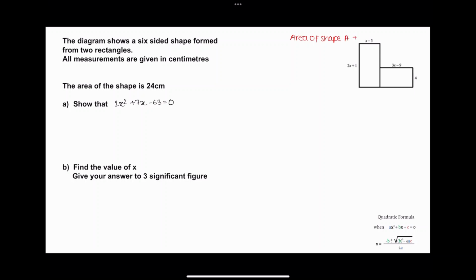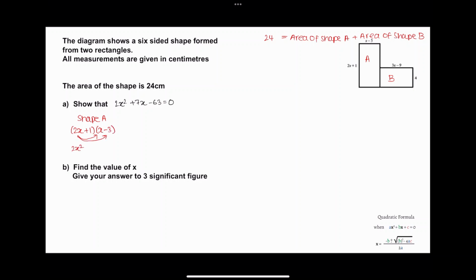The next question we are doing is a similar worded problem. The diagram shows a six-sided shape formed from two rectangles. All measurements are given in centimeters. The area of the shape is 24 centimeters squared. Part A says, show that 2x squared plus 7x minus 63 is equal to 0.